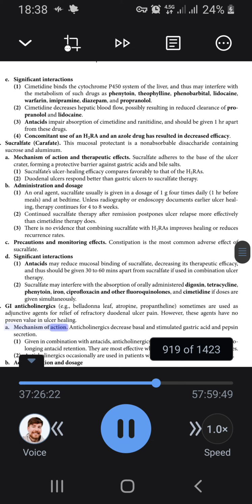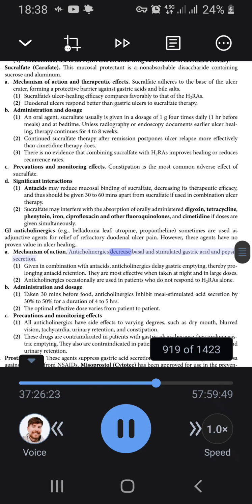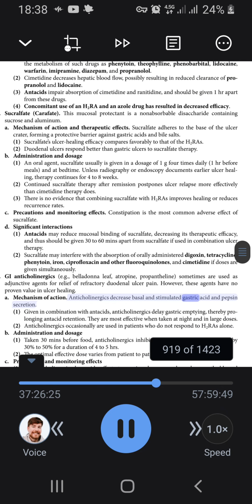Mechanism of action. Anticholinergics decrease basal and stimulated gastric acid and pepsin secretion. 1. Given in combination with antacids, anticholinergics delay gastric emptying, thereby prolonging antacid retention. They are most effective when taken at night and in large doses. 2. Anticholinergics occasionally are used in patients who do not respond to H2RAs alone.